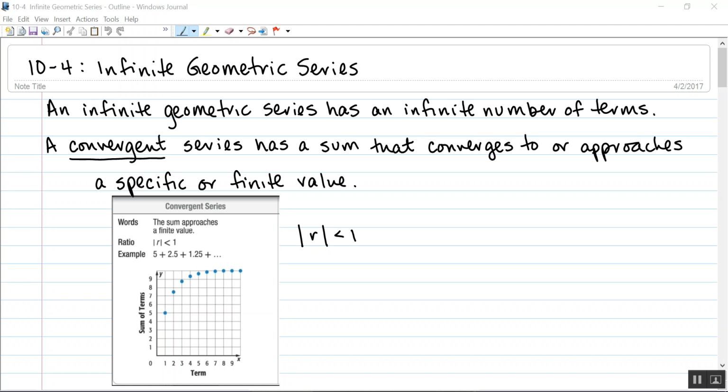Take a look at this little image from your textbook. Along the bottom we have the number of terms, and on the y-axis we have the sum of the terms. You can see that for this series, which is 5 plus 2.5 plus 1.25 and so on, the sum of the terms is approaching the value of 10. So that's a convergent series because it approaches the sum of 10.